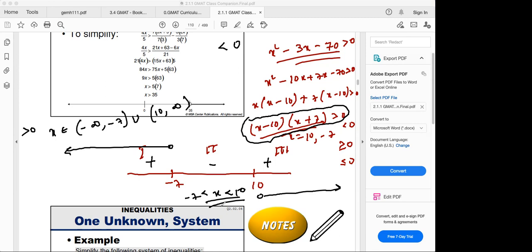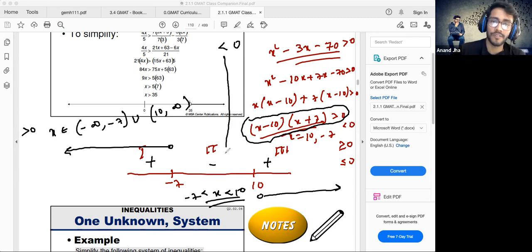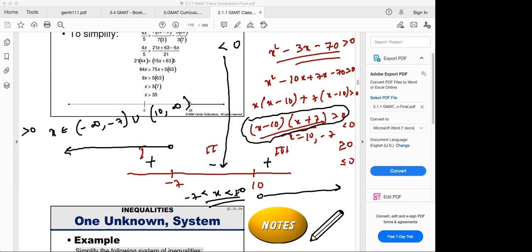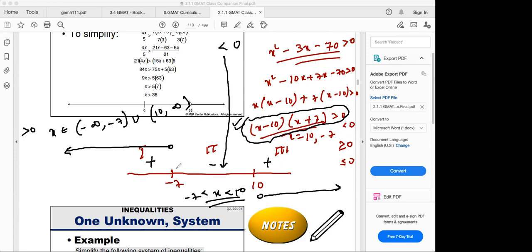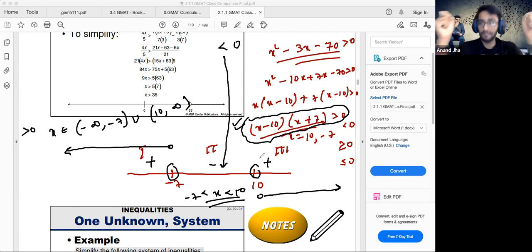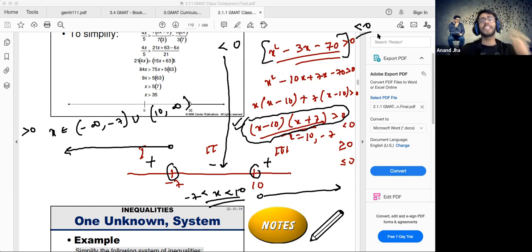This is for less than 0. Less than 0 means, what are my roots? I'm focusing on this now. These are my roots. Between these, that means if I take any number between minus 7 and 10, my complete quadratic expression will be less than 0. That's what it means. Any number you choose between minus 7 and 10, I have restricted you.